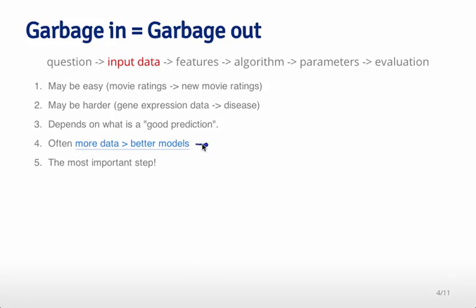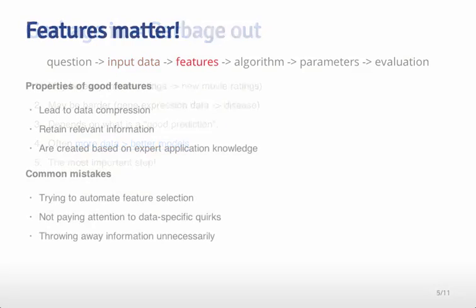This is a link here to a video that talks about the unreasonable effectiveness of data. In other words, getting a lot more data can often beat out getting much better statistical or machine learning models in almost every case. And the most important step in developing a machine learning algorithm after you define a question is collecting the right data and data that's relevant for the question you're trying to answer.